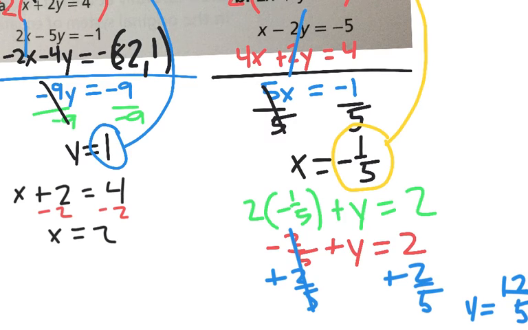What you could do, you could turn the 2 here into a fraction. So as a fraction, that is 2/1. And then to get a denominator of 5, I need to multiply by 5 on top and bottom. So that would be 10/5. And so 10/5 plus 2/5 is 12/5. Or again, put it in your calculator, right?